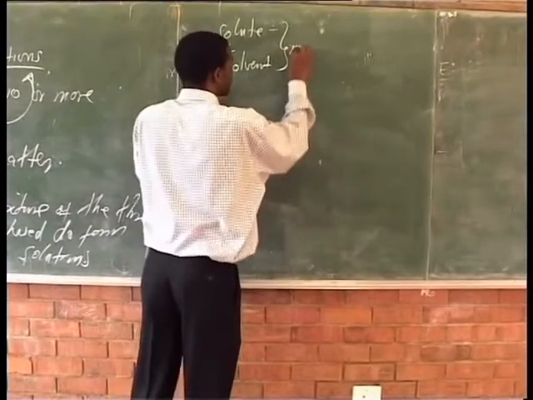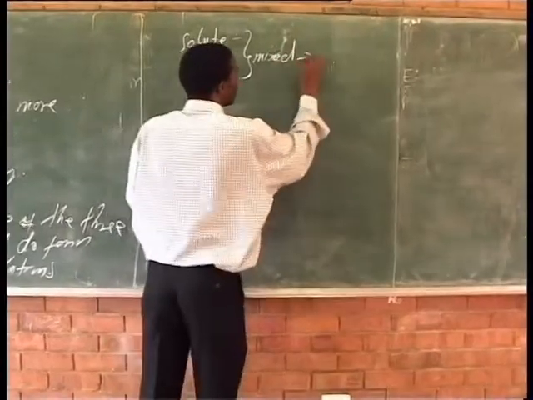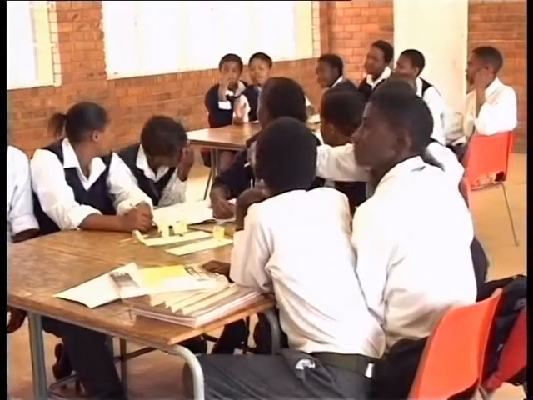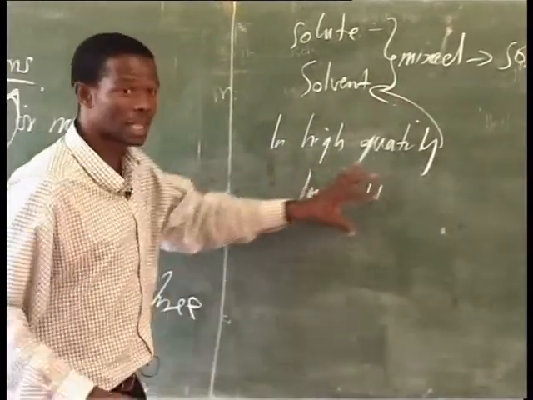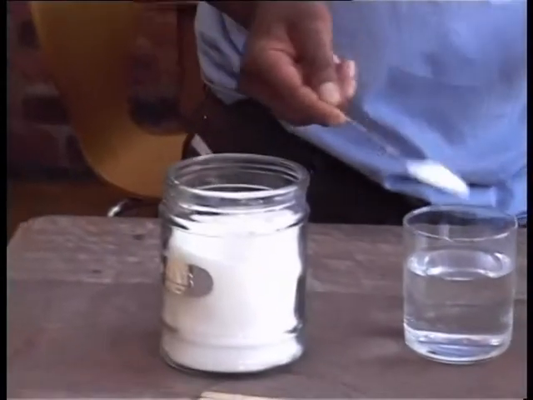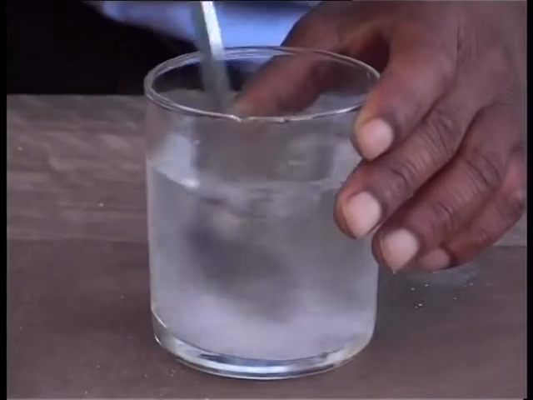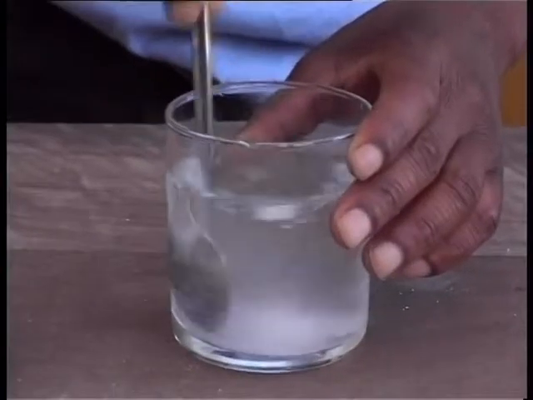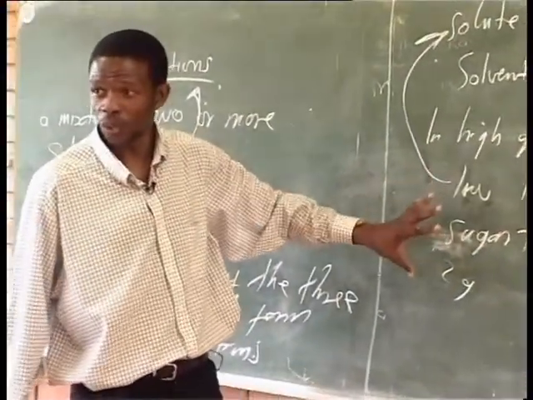As an extension to this activity, the teacher explains that one component is a solute and the other the solvent. The one that is in high quantity is the solvent, and the one that is in low quantity is the solute. The teacher refers to the example of sugar mixed with water. Water is the solvent and sugar is the solute. So water will be the solvent because it is in high quantity, and sugar will be the solute.